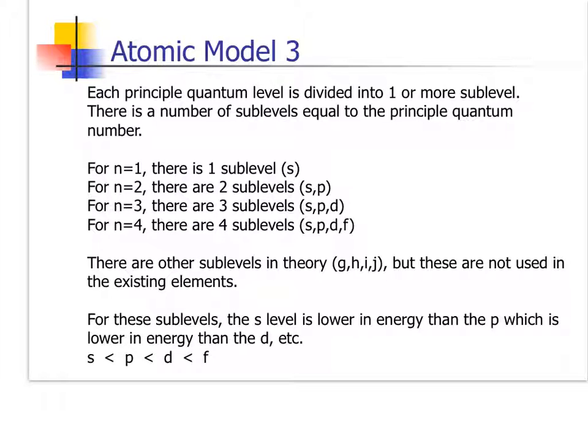Now, when n equals 2, you start to see different things. n equals 2 means there are 2 sublevels, s and p. If you look very closely at your periodic table, right above lithium and beryllium, you'll see something that says s block. And above boron to neon, you'll see something that says p block.